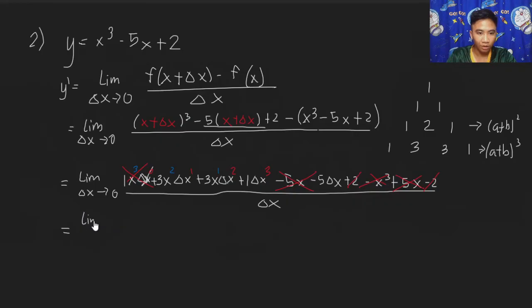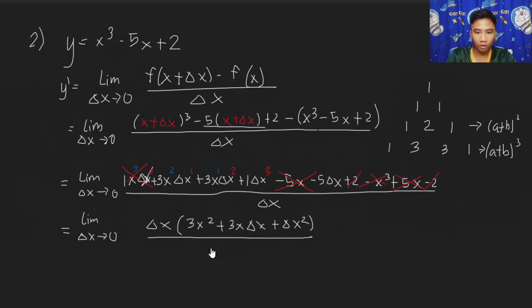yan, limit of delta x approaches to 0. So, kapag nilabas natin or finactor out si delta x, our answer will be yan, ano ba na natitira? Ito, nawala na. So, magtitira na lang is 3x squared plus 3x delta x plus delta x squared all over the delta x.